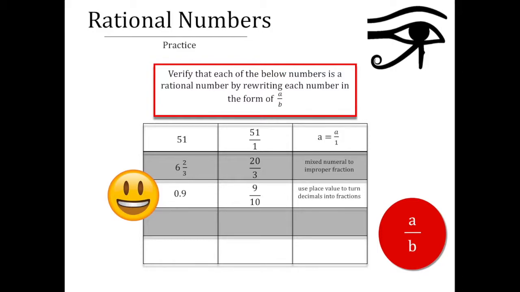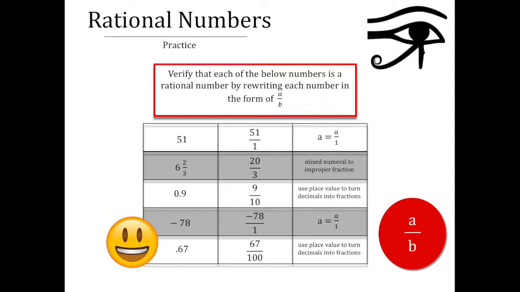Okay, try -78. Let's just put it over 1, like we did before with 51. The negative doesn't change anything. And one more, 0.67. Okay, that's a decimal again, so if we use decimal place values, we know that 0.67 is 67 hundredths. All right, and we'll stop there for now.